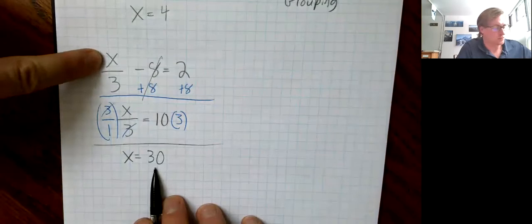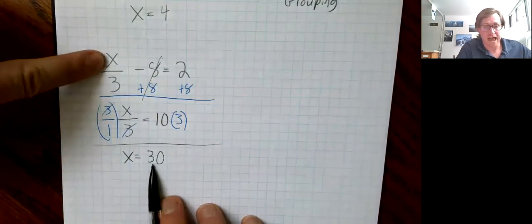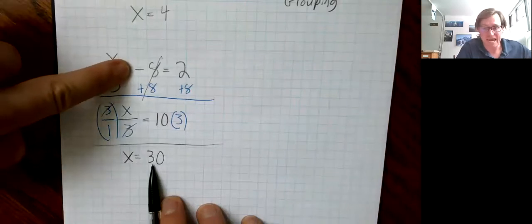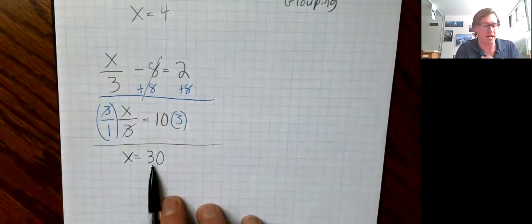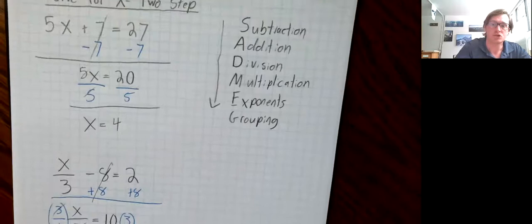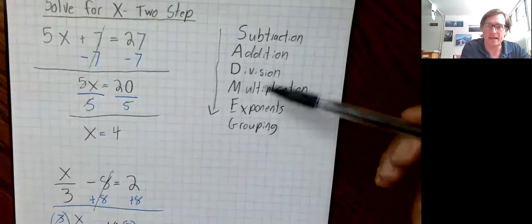Let's plug it back in. Let's plug in 30 for x. So 30 divided by 3 is 10, minus 8 is 2. Check, we're done. And that is solving for x with two steps using our friend SADMEG.